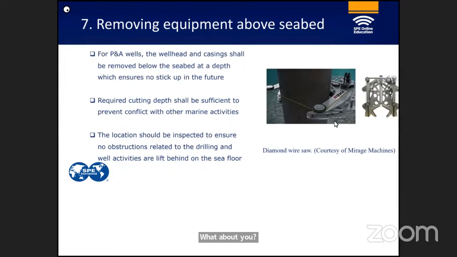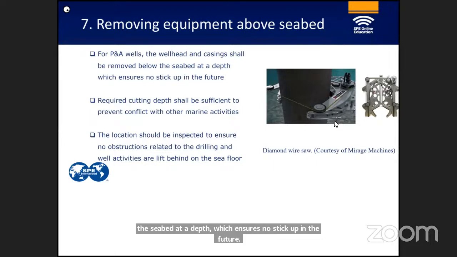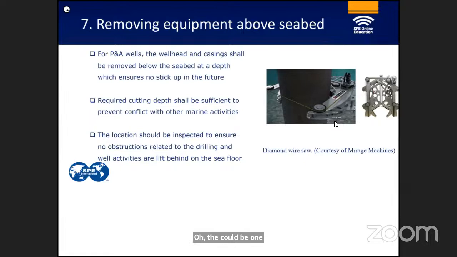The final stage is removing the equipment from the seabed, or the Christmas tree from the land area. For P&A wells, the wellhead and casing shall be removed below the seabed at a depth which ensures no stick up in the future. It could be 1 foot or 2 feet, depending upon the vessel movement requirement.